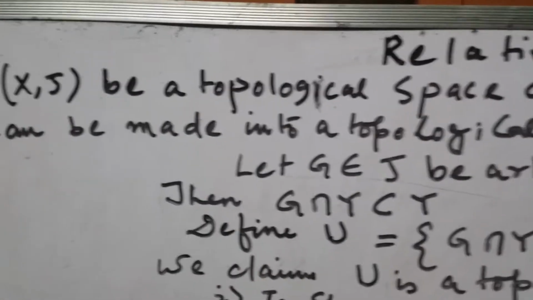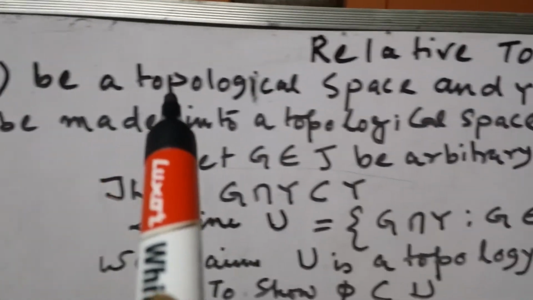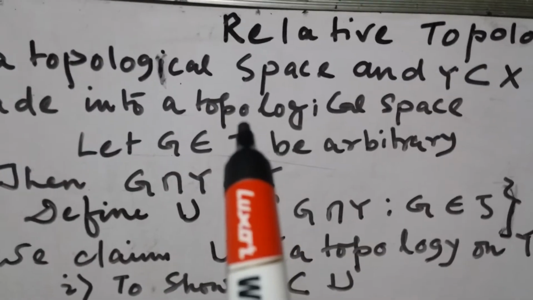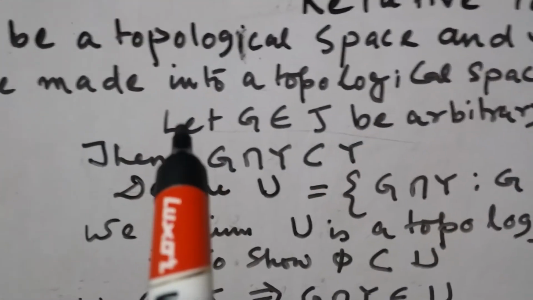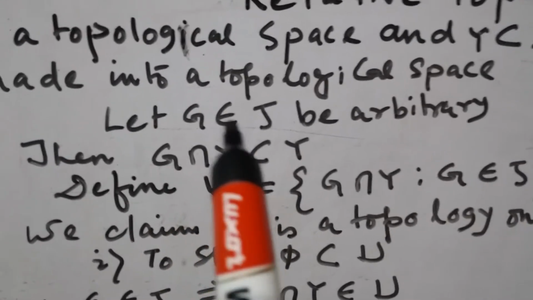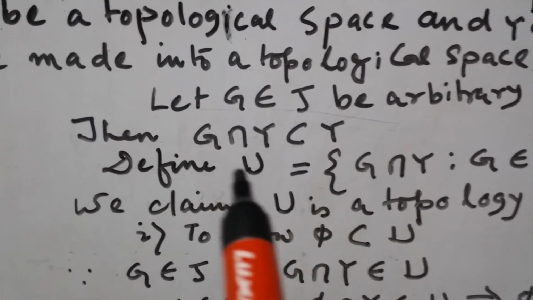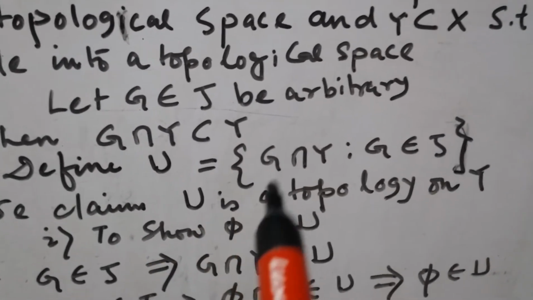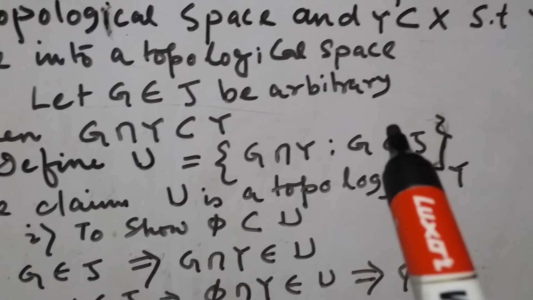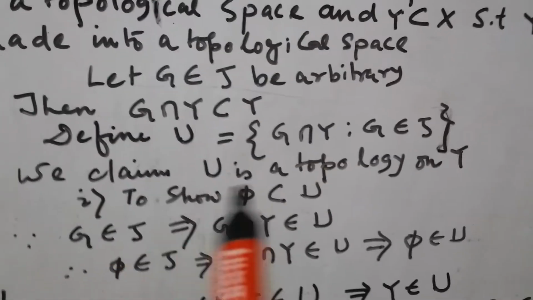Okay. So if (X, tau) is a topological space and Y is a subset of X such that Y can be made into a topological space, if G belongs to tau, then G intersection Y is a subset of Y, and U is equal to the collection of G intersection Y for all G belongs to tau. Then this U is the relative topology.